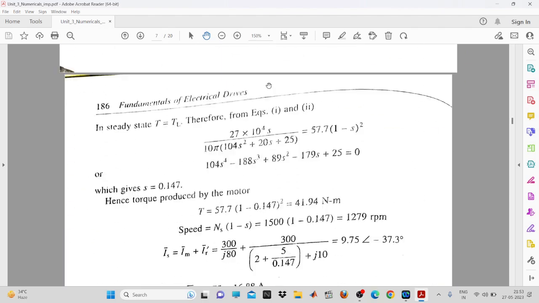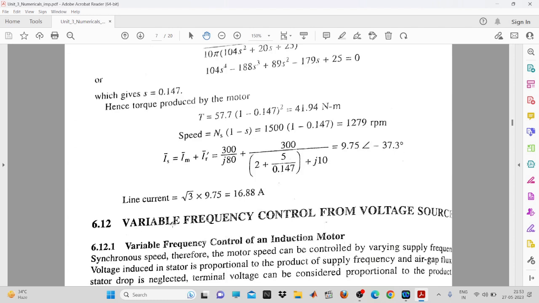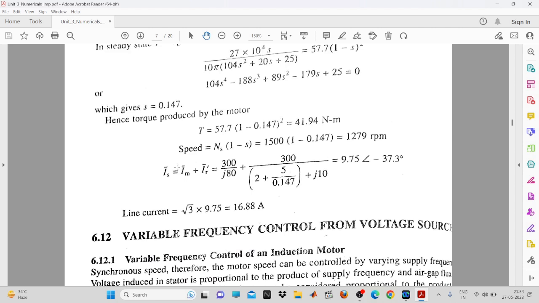I think the problem is solved now. You just find the line current again. This is the phase current value, and this is the line current. So this problem is very simple, and you can easily solve it.